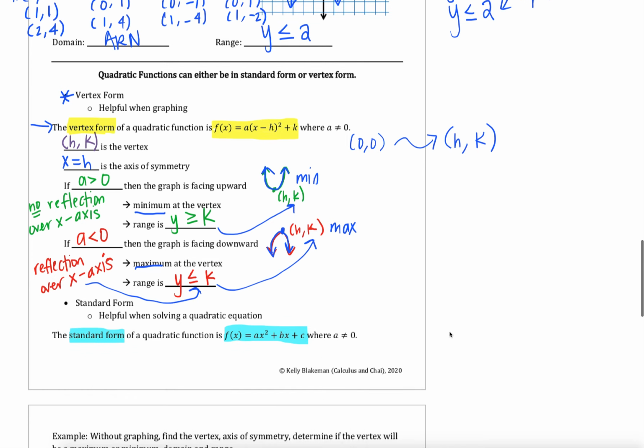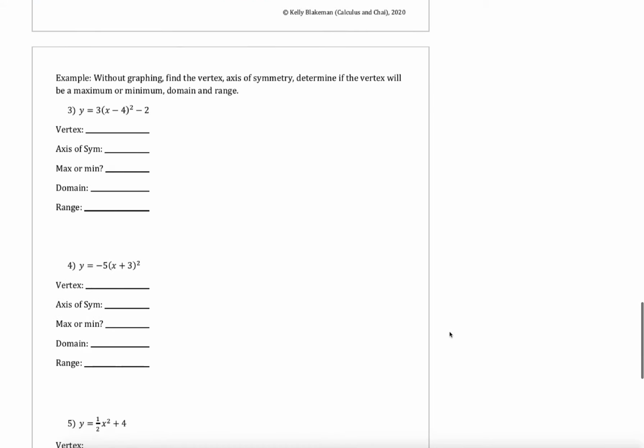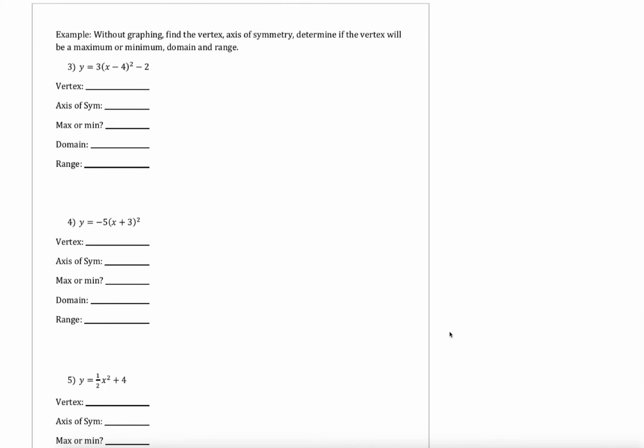Let's look at our last examples for this section. So now we're going to focus on not graphing. We just want to practice finding the vertex, the axis of symmetry, determining if the vertex will be a maximum or minimum, and then find the domain and range. So let's look at our first function. We have y equals 3 times x minus 4 squared minus 2.